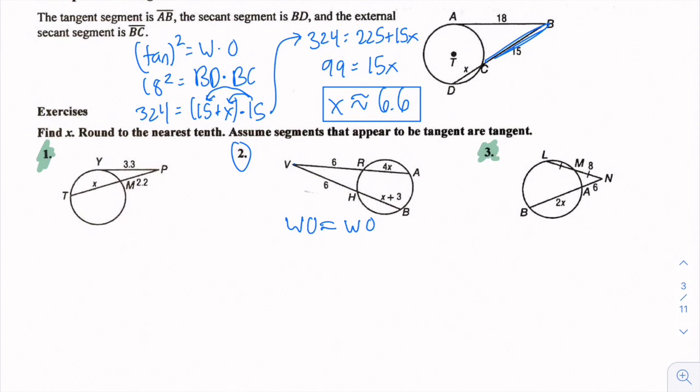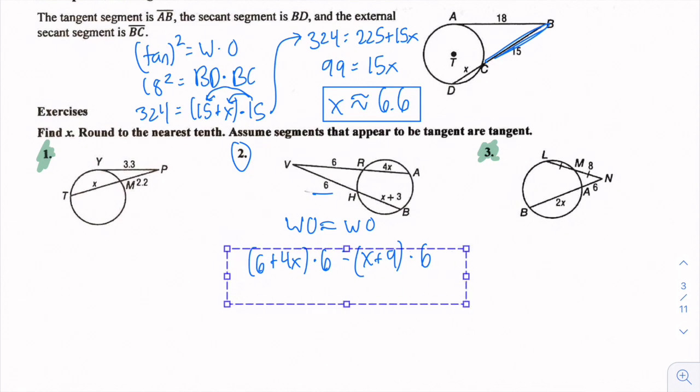Okay, so the whole piece, VA is my whole piece. VA, that will be 6 plus 4x. What's the outer part? The outer part is 6 equals, what's the whole piece here? The whole piece is VB. VB is, check this out, x plus 9. Boom, some quick math right there. Times 6. I got x plus 9 by doing 6 plus 3.